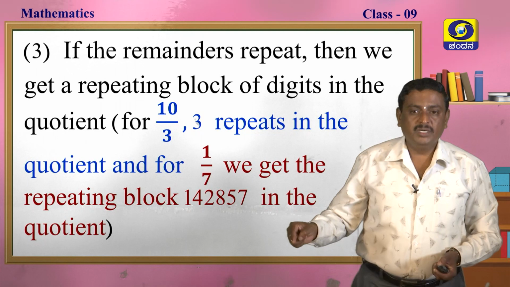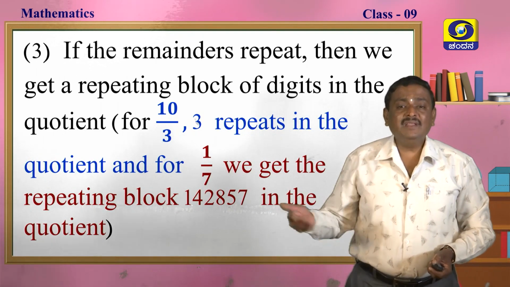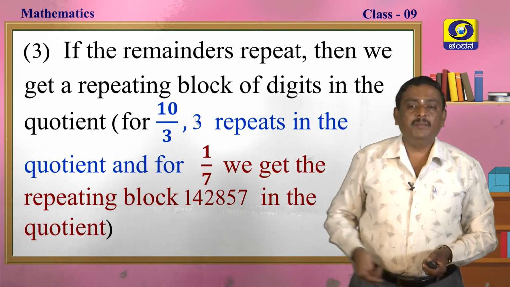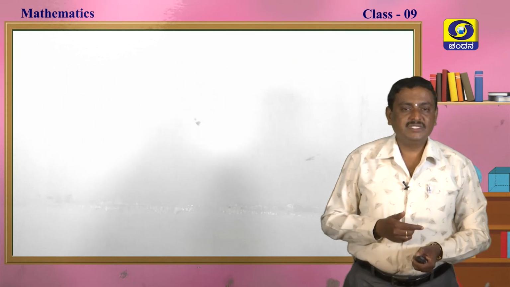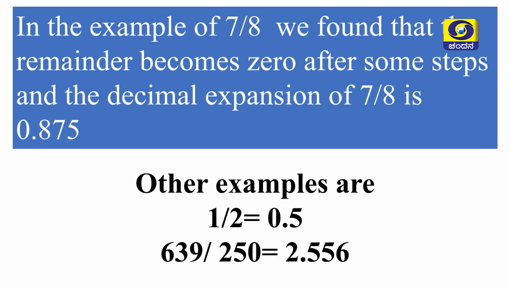In the last problem, again we get 1. If you continue the division, we will get the repeating block, that is 1, 4, 2, 8, 5, 7. Again we get the repeating block in the quotient, my dear students. Here in this example, the remainder is 0. Take another 2 examples. 1 by 2, if we divide, we will get 0.5, the remainder is 0. 639 by 250, we will get 2.556, then the remainder is 0.